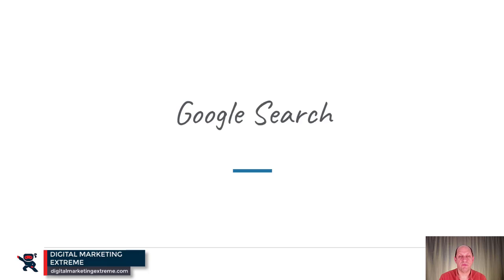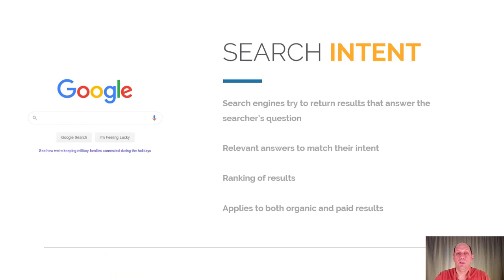So let's look at one of the first ad platforms, which is Google Search. The first thing to be aware of within Google search is actually more about the intent of the search engine itself. Google is really trying to bring results that match the intent of what the person is querying or searching for. So they try to present relevant answers to match that intent. They then rank those answers according to what they think will be most interesting to the person searching. And so the search intent applies both to the organic results but also the paid results.